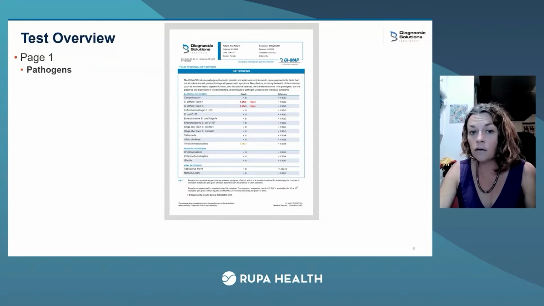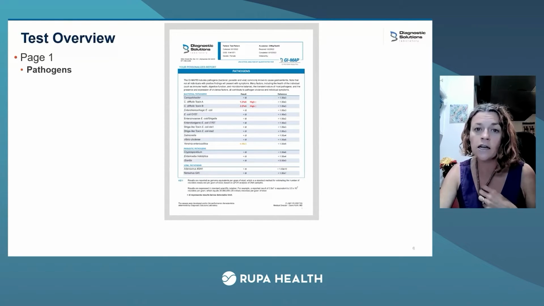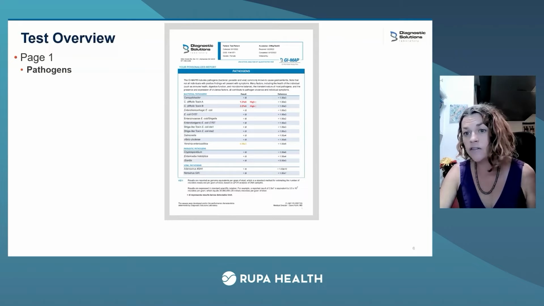But that's not always the case. Sometimes we're seeing these low-level C. diffs, these E. coli pathogens. I actually have a consult today with a very high level of Giardia. I'm interested to learn a little more about that case. So obviously page 1 is essential, and all of these are actionable and usually need some sort of attention when we see them.